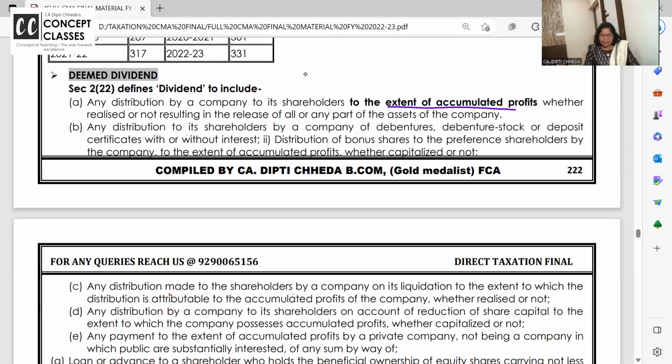So company distribute कर रही है shareholders को out of accumulated profit in any form of the asset, cash, land, shares, दूसरे company के shares, कुछ भी, it is called as what? Deemed dividend. Ma'am, will it be taxable for the shareholders? Answer is yes. Where? Income from other sources.